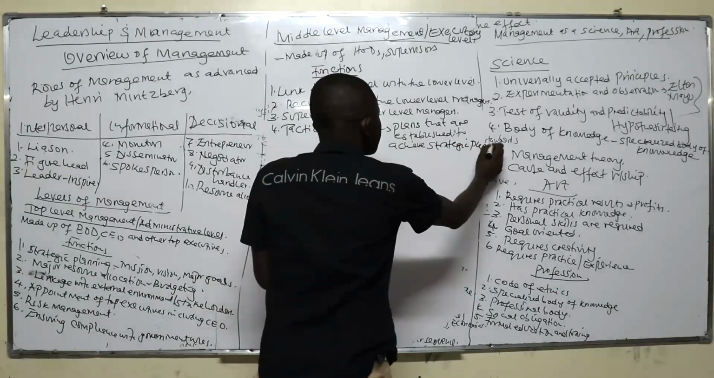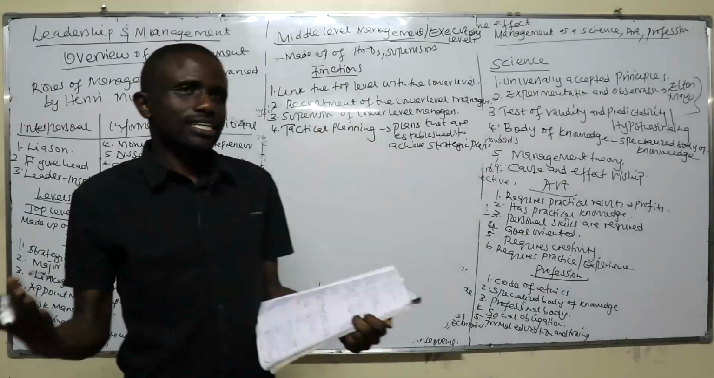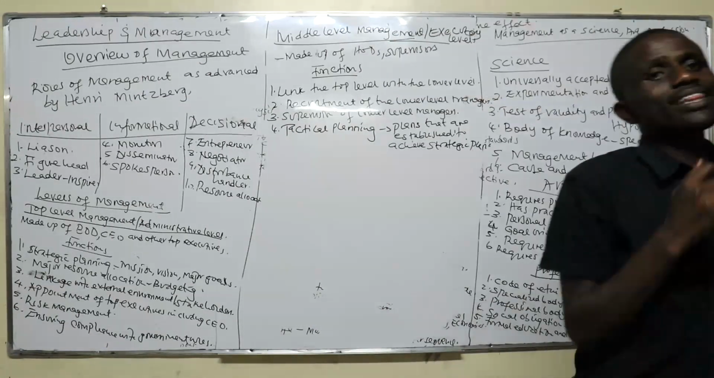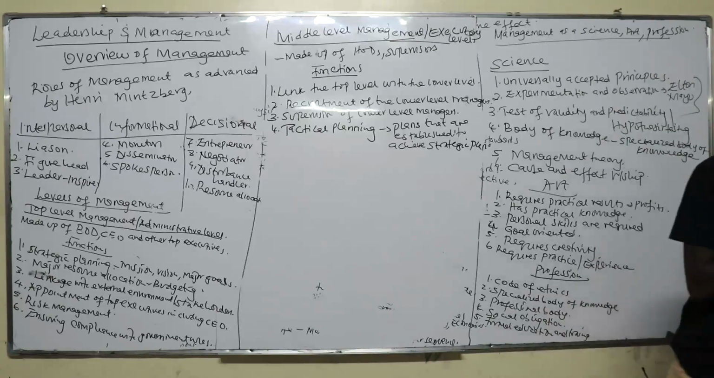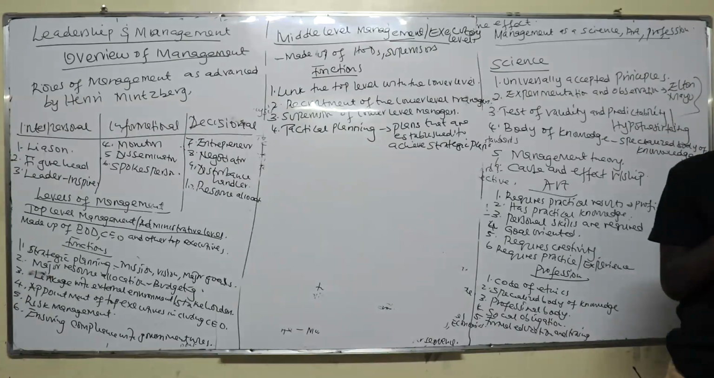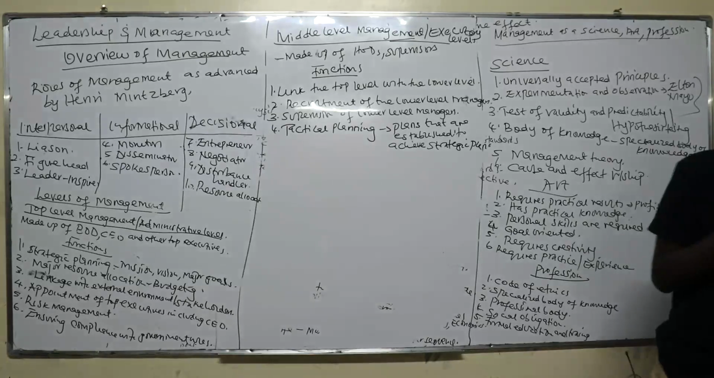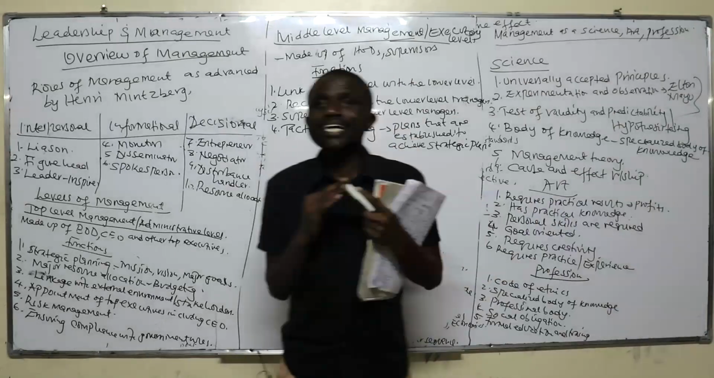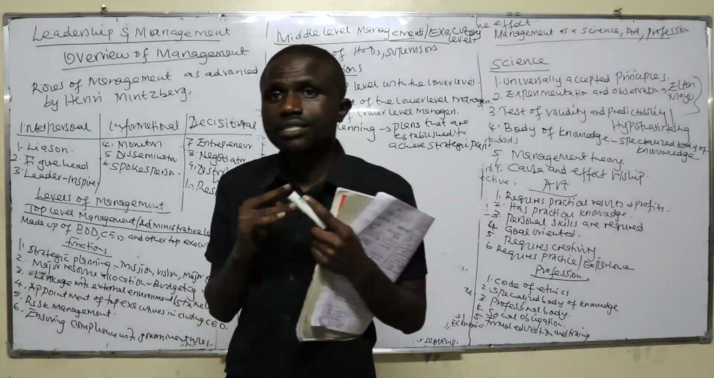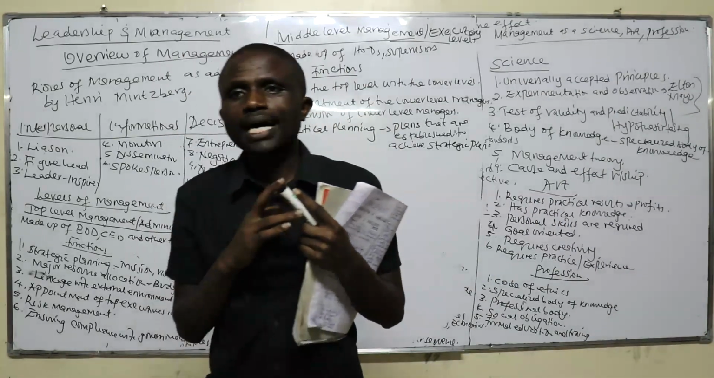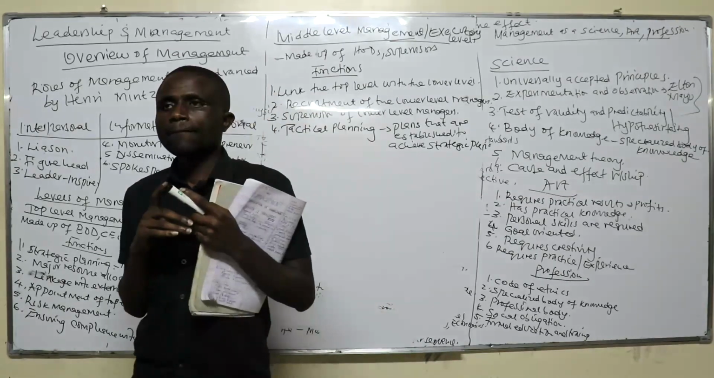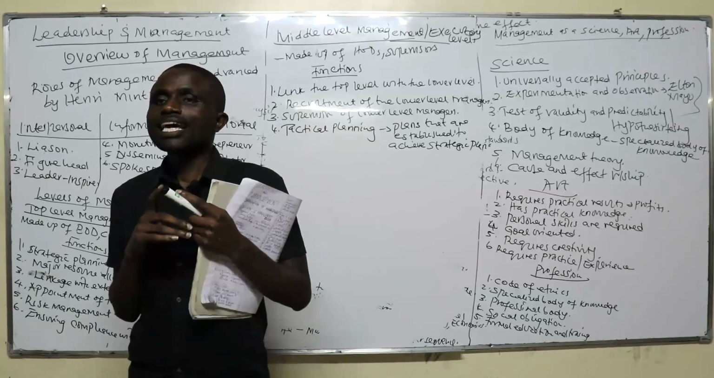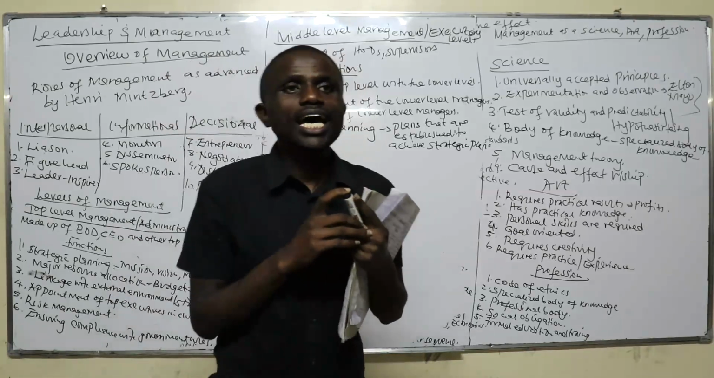I can ask a simple question. Outline 6 characteristics of tactical plans. 1, they happen at the middle level management. 2, they are medium term in nature. Is that true? 3, less complex compared to what? To strategic plans. 4, they are internal in nature. Very true. Internal.